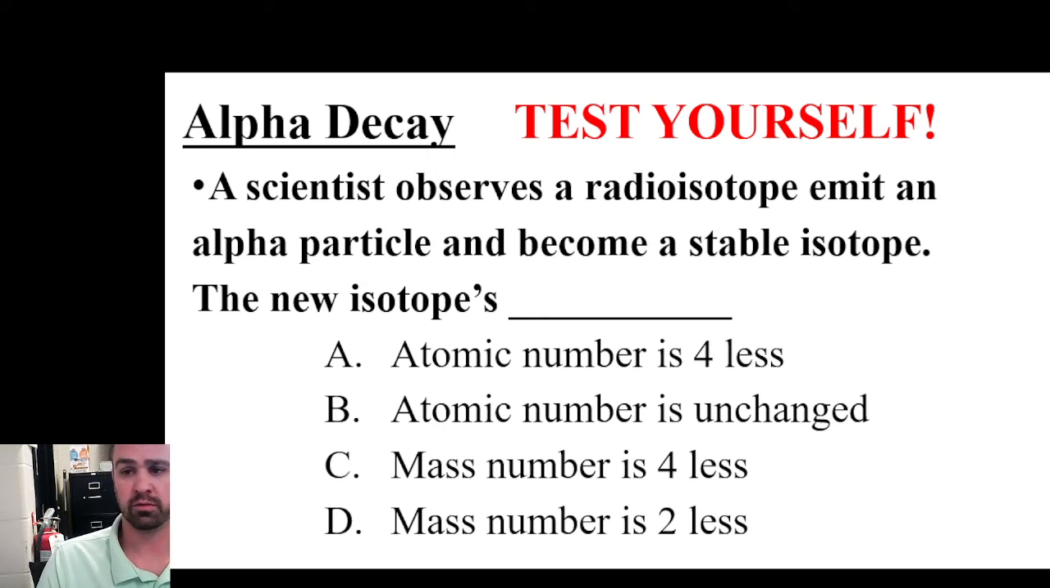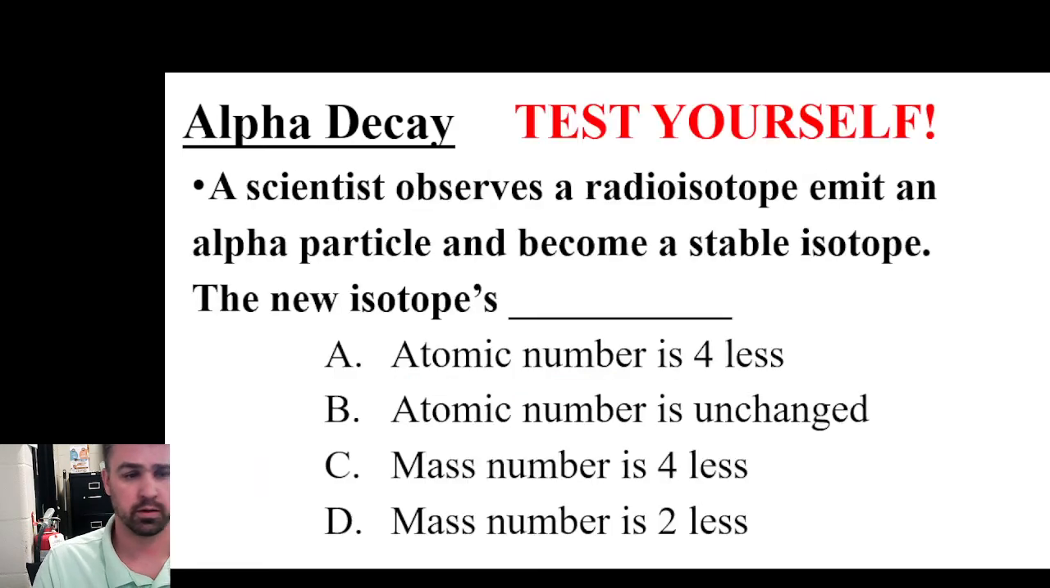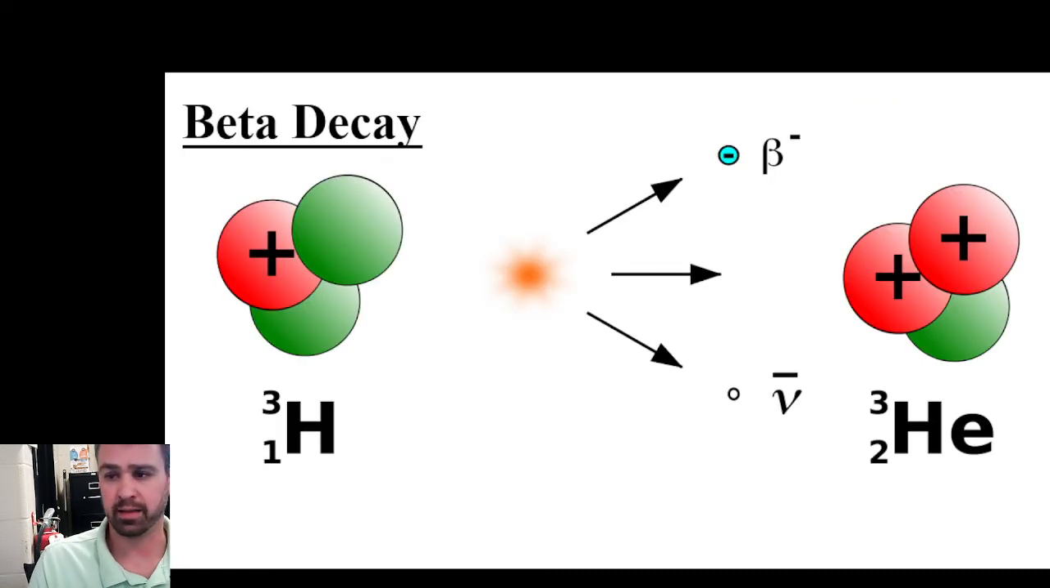Atomic number decreases by 4, atomic number is unchanged, mass is 4 less, mass is 2 less. So if I come back here, it says that mass decreases by 4, so there you go. Mass number is 4 less.